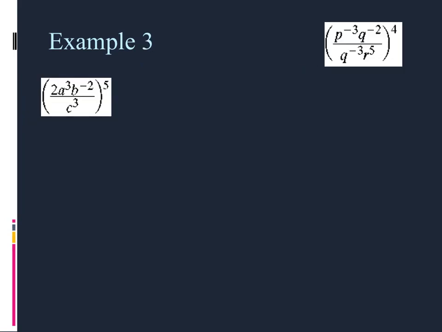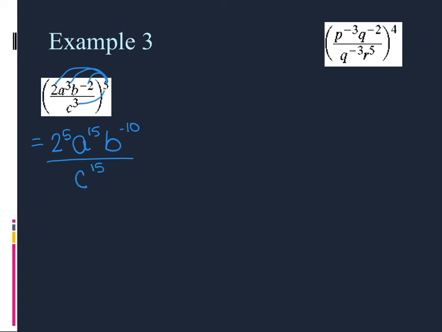Now, example 3 might look a little more complex than the previous examples, but it's really not that bad. We're going to follow the exact same steps. So here I have a quantity that's being raised to the power, so I'm going to distribute that power onto everything, so that gives me 2 to the 5th. Then I have a to the 3 times 5, or a to the 15th, and then I have b to the negative 2nd raised to the 5th power, so that gives me b to the negative 10th. And then I also have to distribute that 5 onto the denominator, which is going to give me c to the 15th.